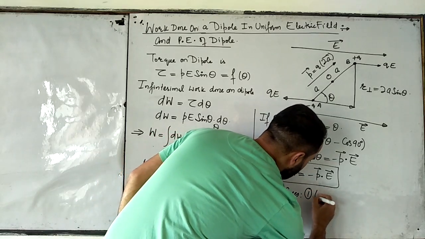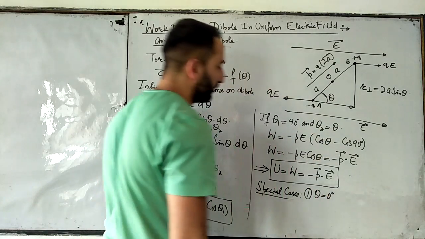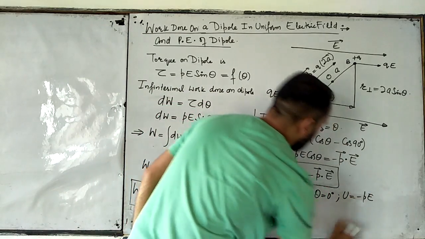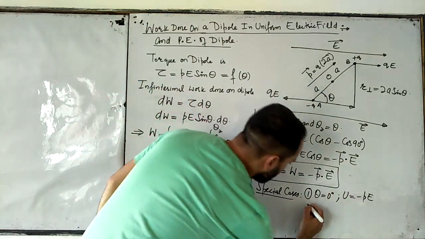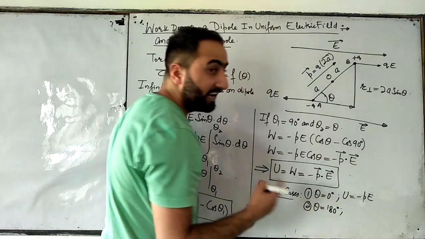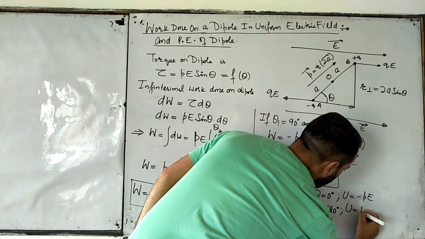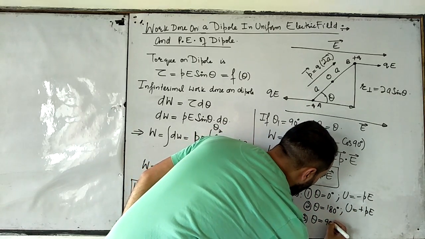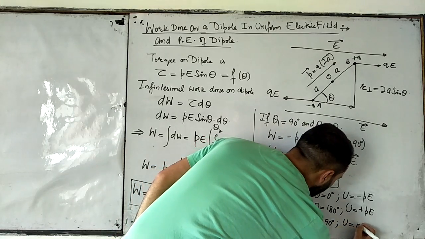Number 1 is that theta is equal to 0 degrees. In that case, U will be equal to minus PE because cos 0 is equal to 1. Number 2, theta is equal to 180 degrees. Cos 180 will be minus 1, so potential energy will be equal to plus PE. And number 3, if theta is equal to 90 degrees, cos 90 is 0, so potential energy will be equal to 0.